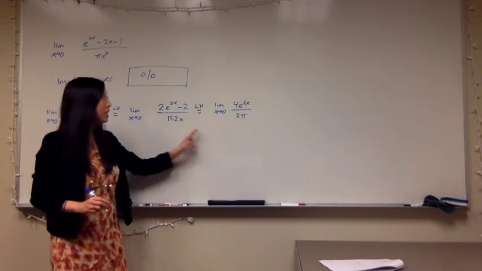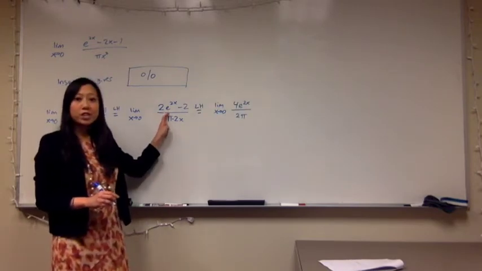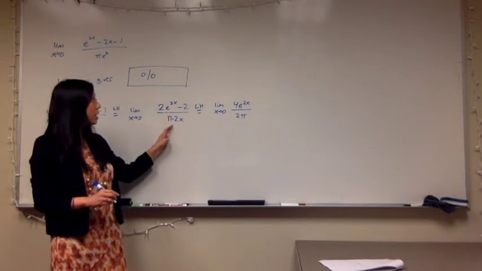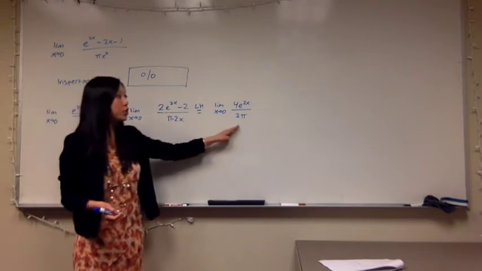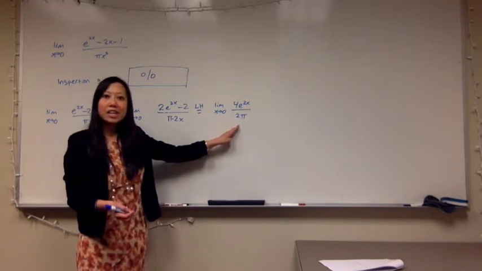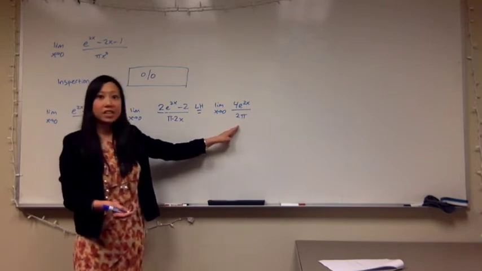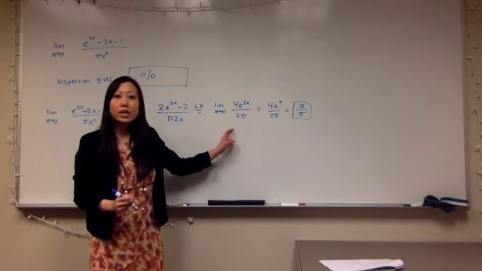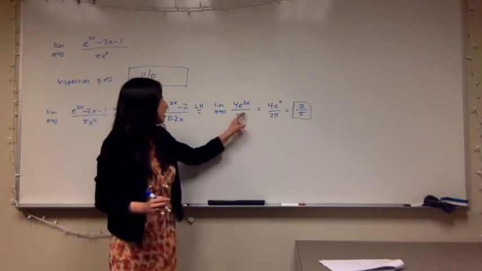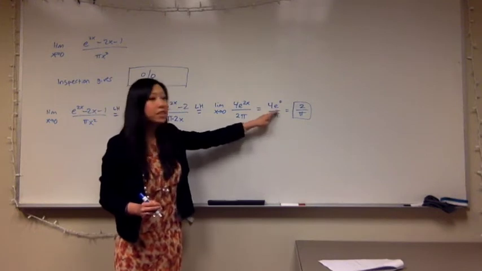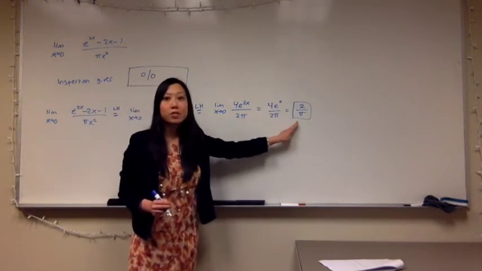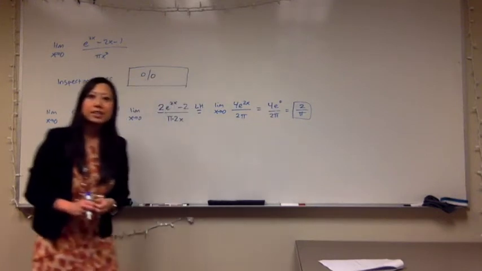Applying L'Hopital again, the derivative of the numerator by chain rule is 4 e to the 2x. The bottom, 2 pi times x, so the derivative is just 2 pi. Now we go ahead and try direct sub again. I plug in x equals 0, I get 4 e to the 0 over 2 pi. E to the 0 is 1, so I'm just left to reduce to 2 over pi.